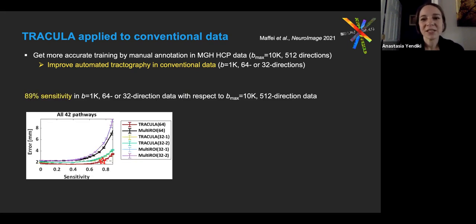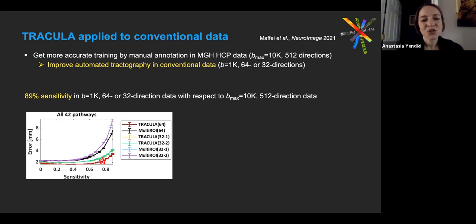What we found in this paper by Chiara Maffei that just came out in eLife just a few weeks ago is that the automated reconstruction in the more regular quality data, B equals 1,000 in either 64 or 32 directions, can reach up to 89% sensitivity with respect to the high quality manual annotations from the connectome data. However, this sensitivity is reached at the cost of different levels of reconstruction error for different methods.